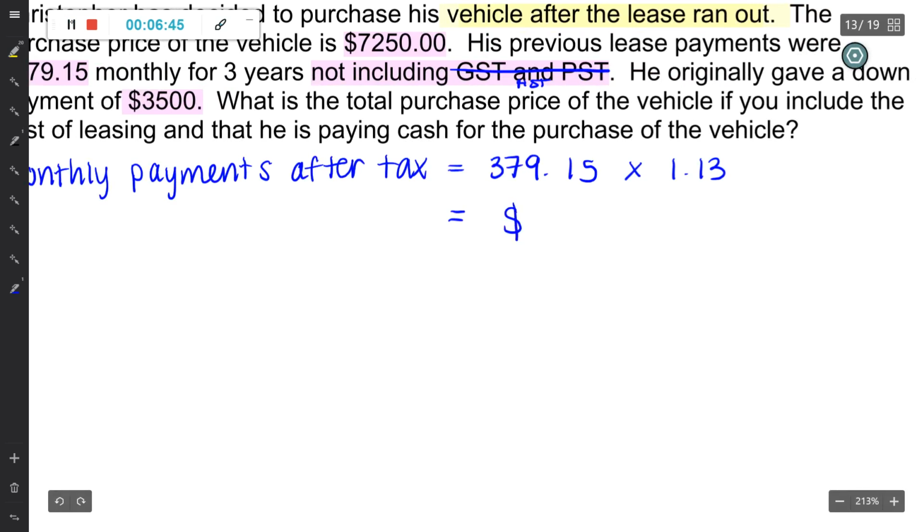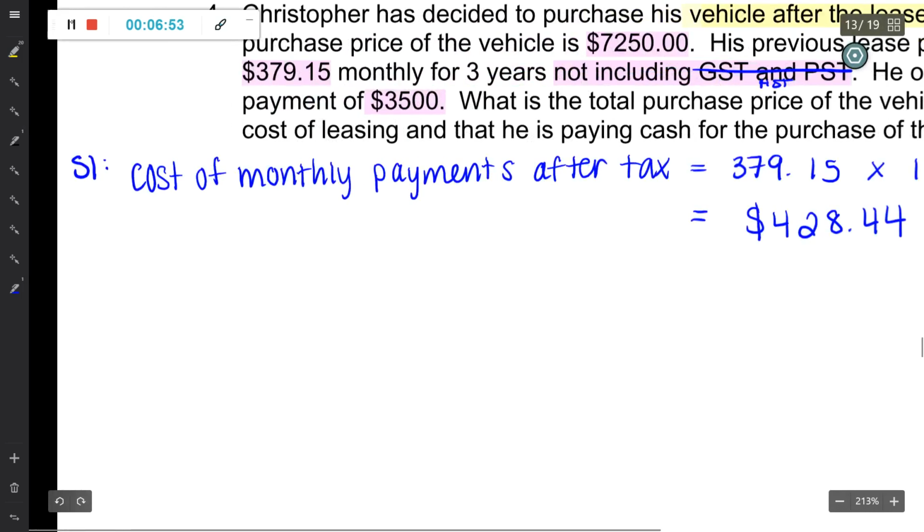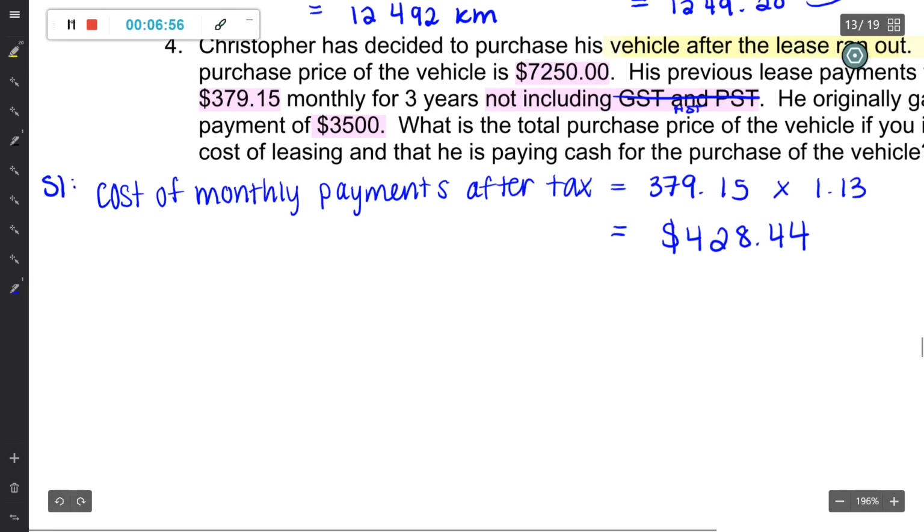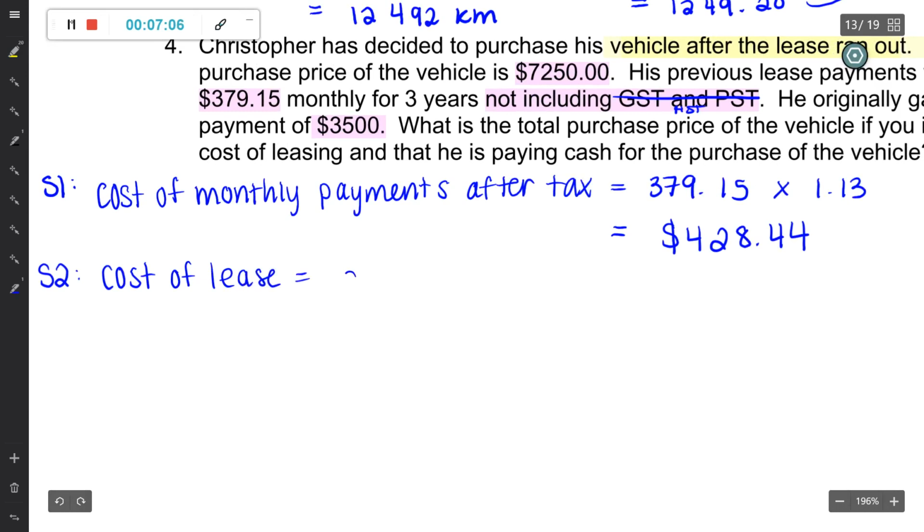So then that means after tax, his monthly payments are going to be roughly $428.44. Okay. And then we're going to do step two, cost of lease is equal to the down payment that you make plus monthly payments times number of months.